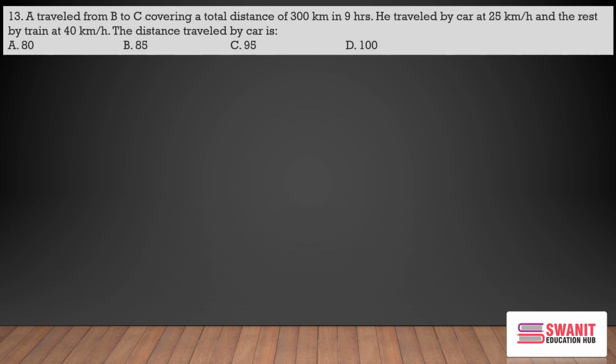A traveled from B to C, covering a total distance of 300 kilometers in 9 hours. So from B to C, A traveled 300 kilometers in 9 hours.